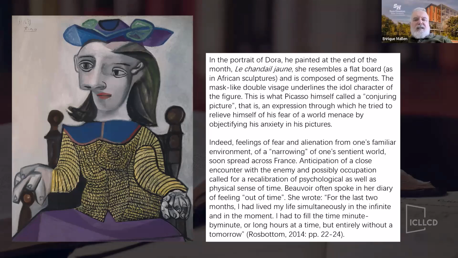Indeed, feelings of fear and alienation from one's particular environment, of a narrowing of one's sentient world, soon spread across France. Anticipation of a close encounter with the enemy and possibly occupation called for a recalibration of psychological as well as physical sense of time. Beauvoir often spoke in her diary of feeling out of time. She wrote, "For the last 2 months, I had lived my life simultaneously in the infinite and in the moment. I had to feel the time minute by minute, or long hours at a time, but entirely without a tomorrow."